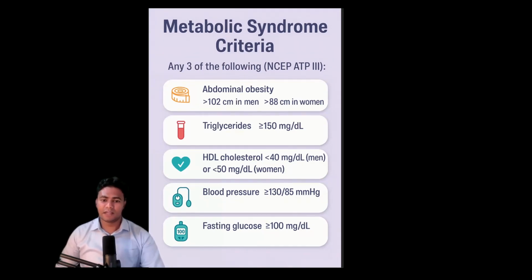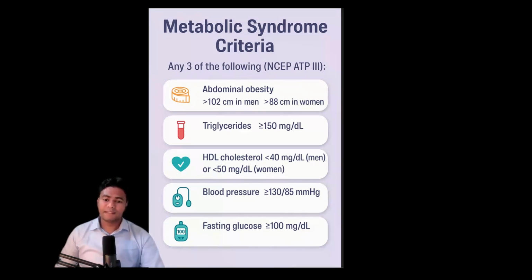Then HDL, the good cholesterol, if it falls below 40 in the case of men and below 50 in the case of women, that's another criterion. The blood pressure level, when it rises above 130 over 85 millimeters of mercury. And lastly, fasting blood glucose level, more than 100 milligrams per deciliter, or in millimoles, more than 5.6 millimoles.